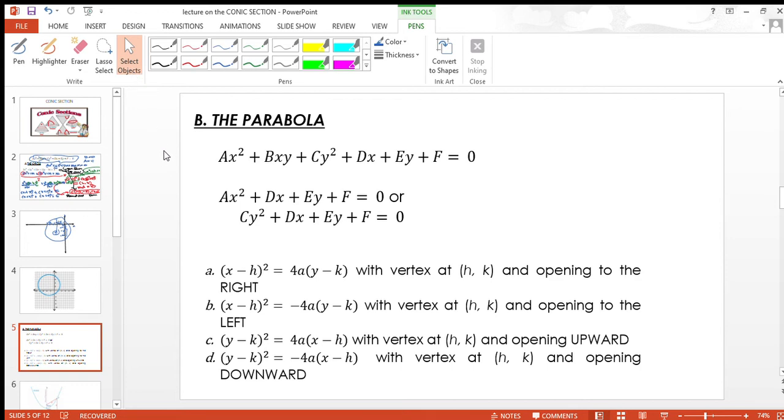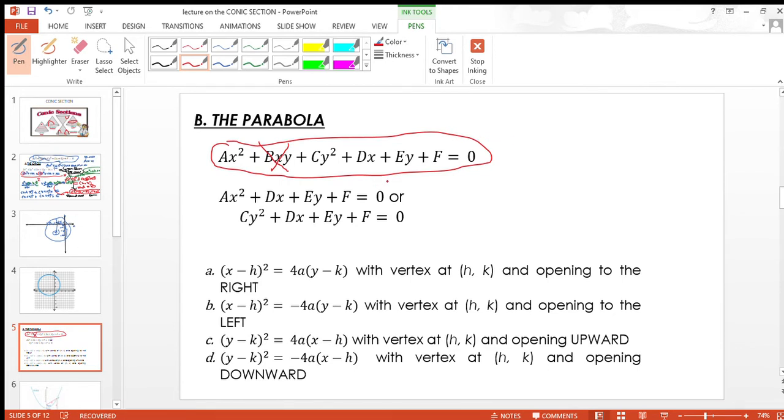Let's proceed with the next type. We have the parabola. So still basing our equation of the parabola from the general second degree equation involving x squared and y squared, or x and y. For the circle, you have two squared terms, coefficients of x squared and y squared are equal. The term xy is missing. Now for the parabola, same thing. The term involving xy will be missing.